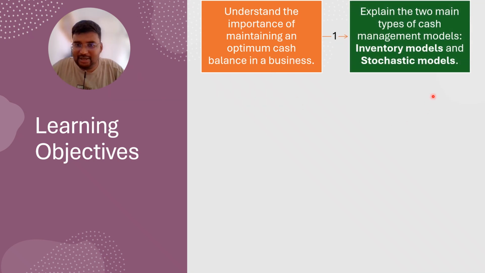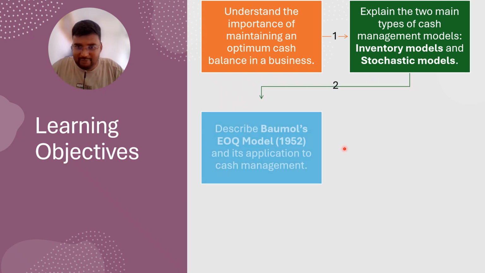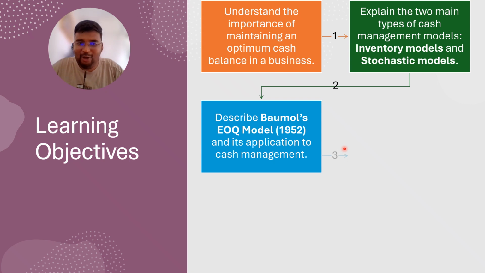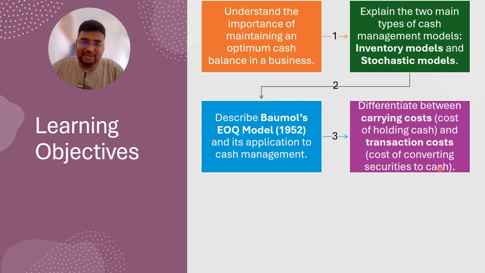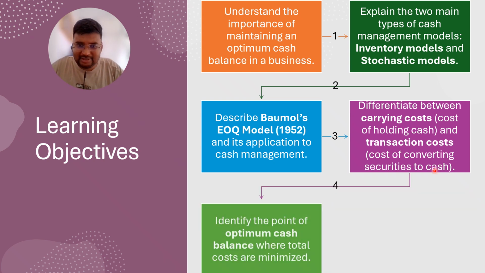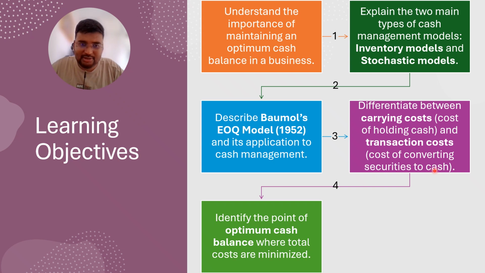Also, we will see how this optimum balance can be determined with the help of two models. The first one will be the inventory model, and the other one will be the stochastic model. In the inventory model, we will see how, by dividing the balance of cash into carrying cost and transaction cost, we will identify exactly how much cash should be in our business. These cash models are totally mathematical in nature and will tell us the exact value of cash that our business should have.